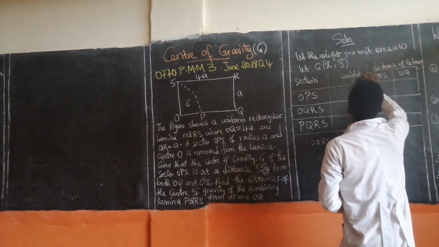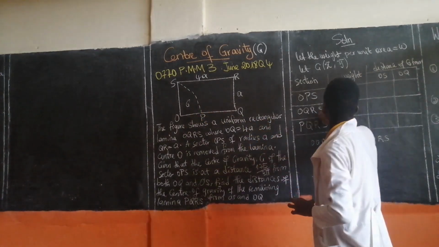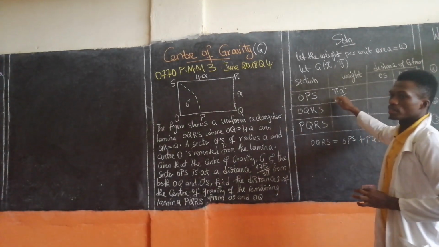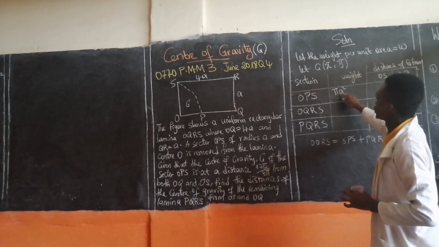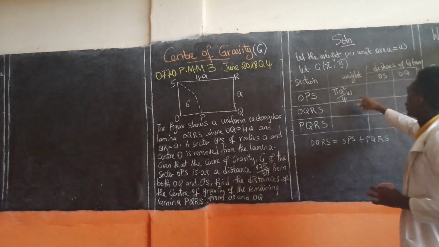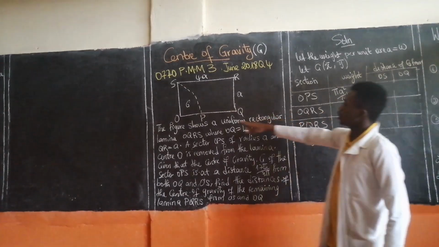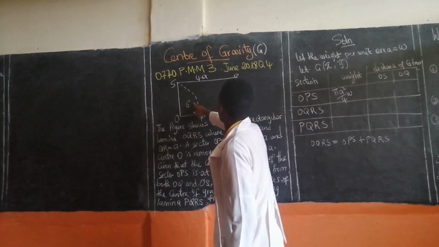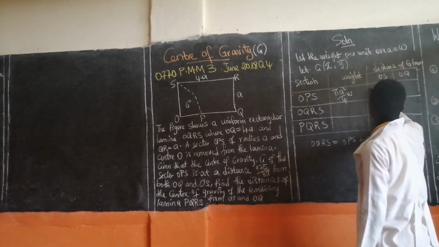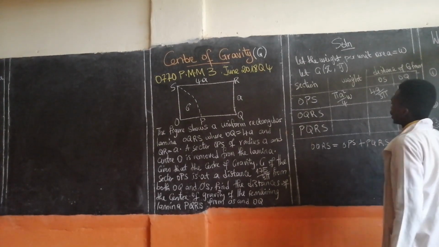Now, to calculate the areas. The area of the sector OPS is πa² over 4, because the area of the sector is π over 4 times the radius squared. The radius is a, so the weight is πa² over 4 times W, the weight per unit area. The distance from the center of gravity of OPS to OS is the same as the distance to OP. That distance is 4a over 3π, and it is the same 4a over 3π in both directions.